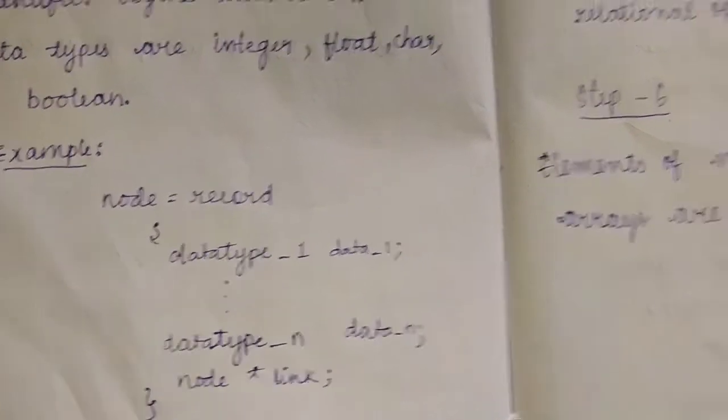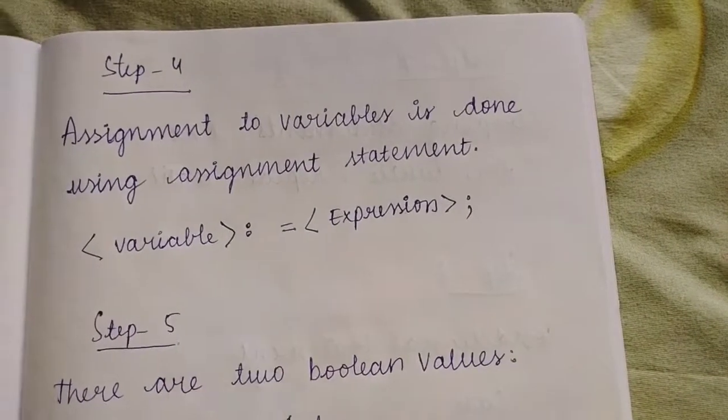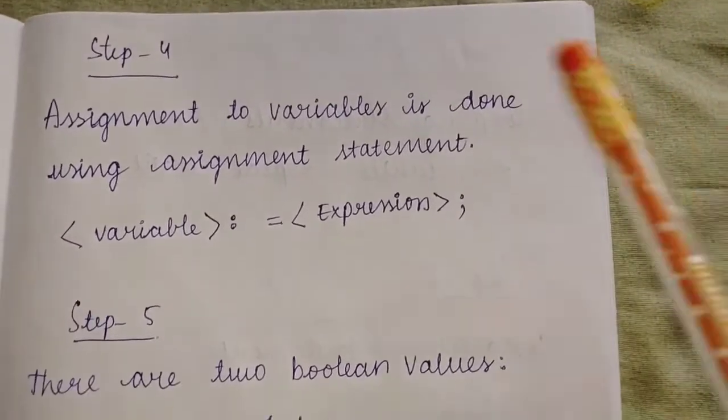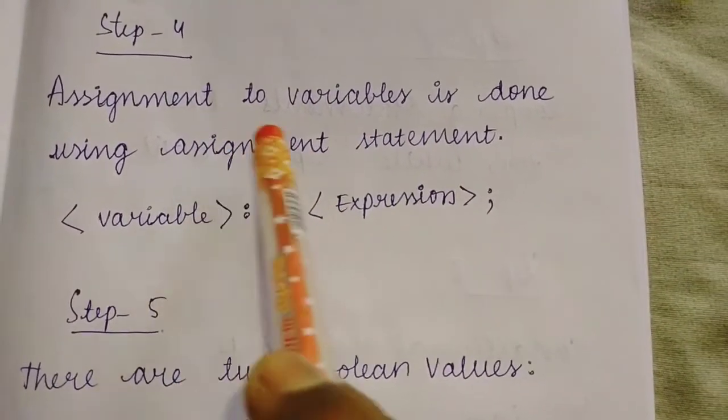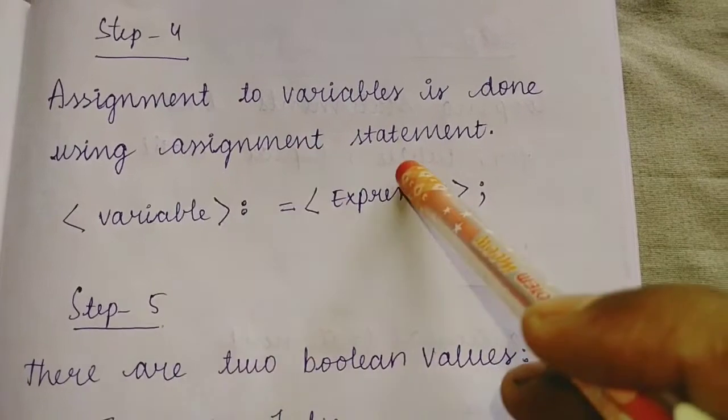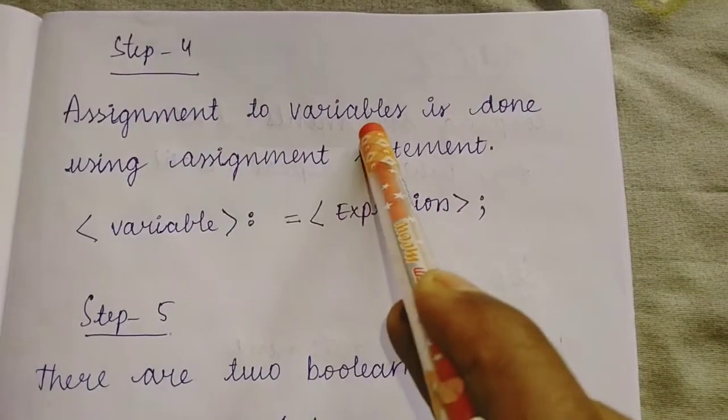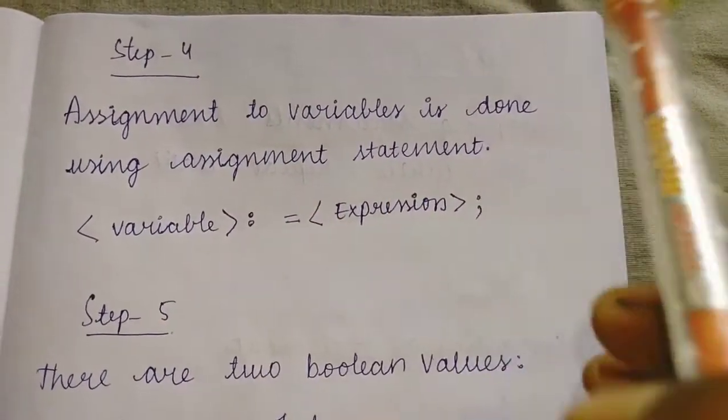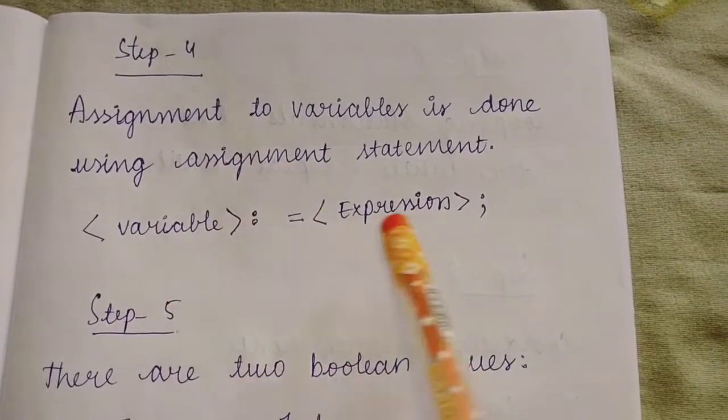Now let's see step 4. Assignment to variables is done using an assignment statement. So to assign a value to a variable, we use an assignment statement. Variable is equal to expression.